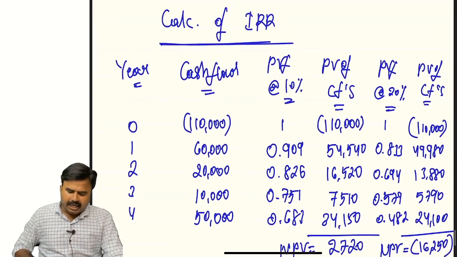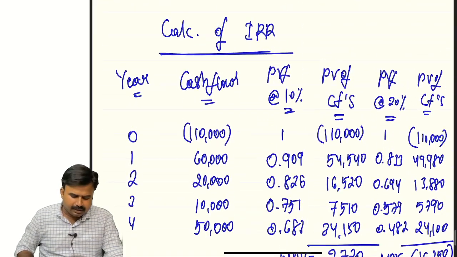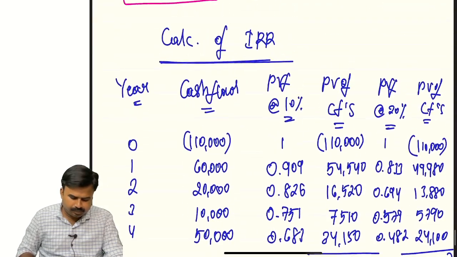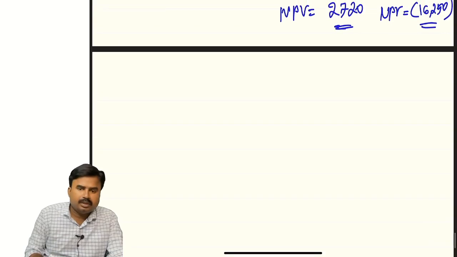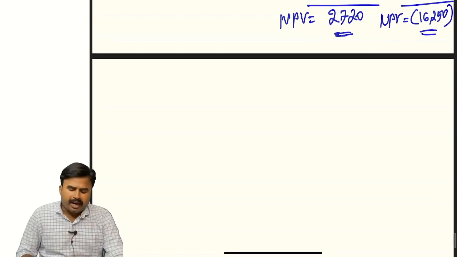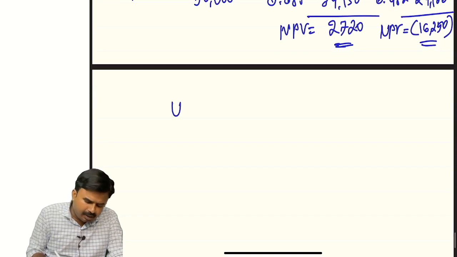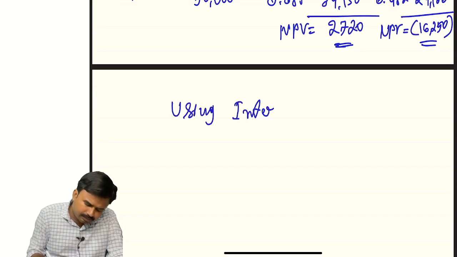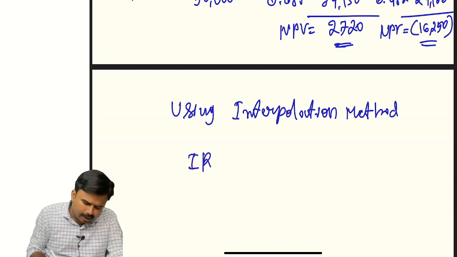So we got negative NPV at 20% discount rate and positive NPV at 10% discount rate. Yes. Now your IRR lies in between 10 and 20%. So you can use the interpolation method for calculating IRR. There is a formula for calculating IRR using the interpolation method.